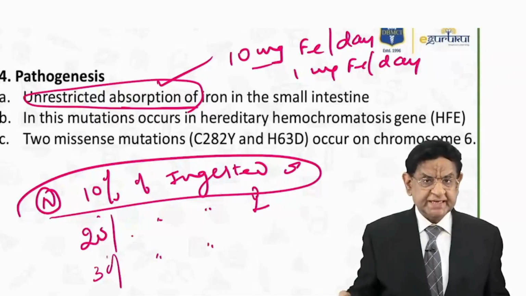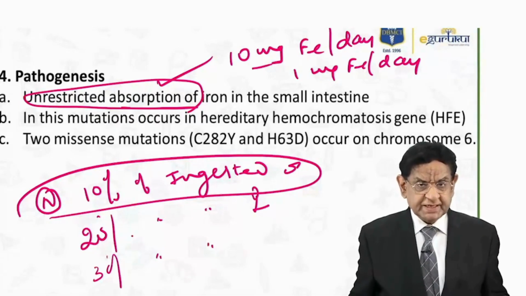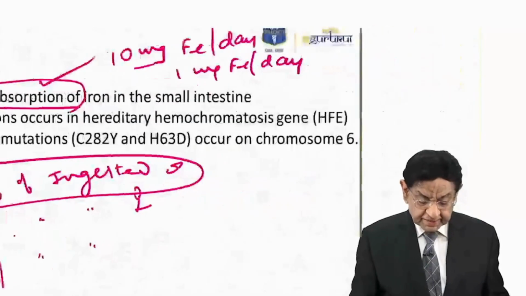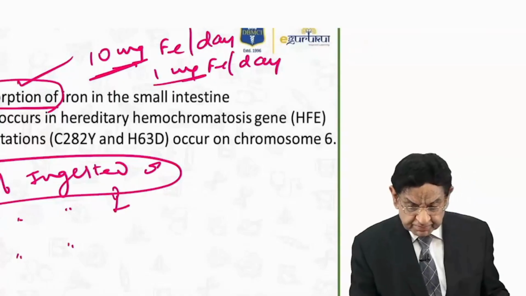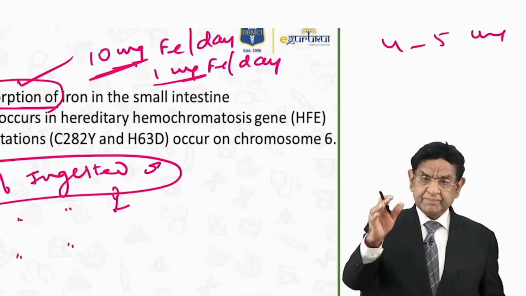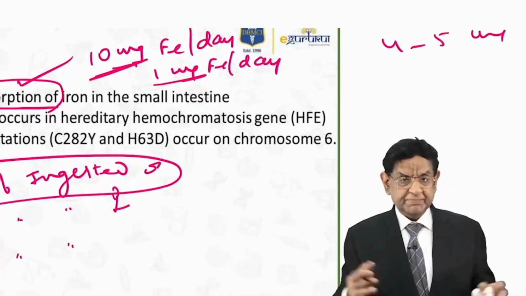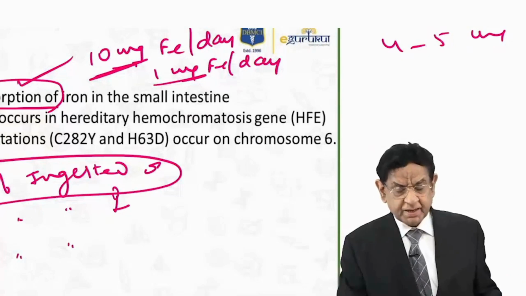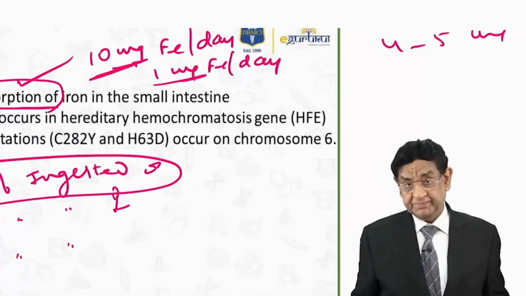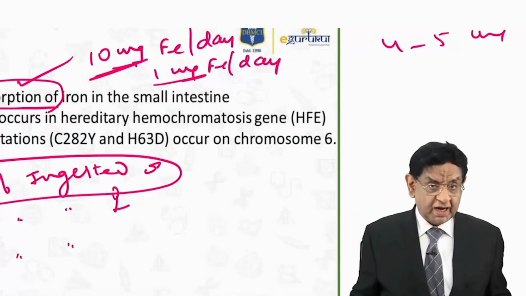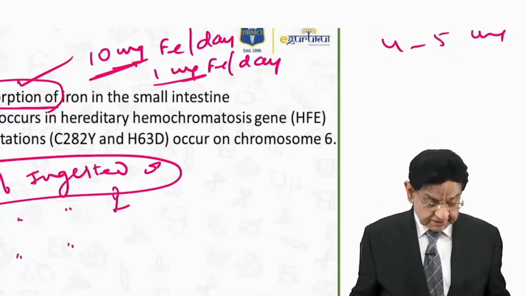But in these cases, excess of iron, 10 milligram taken, 1 absorbed, here the iron absorbed may be 4 to 5 milligram or 6 milligram get absorbed daily. That means the amount of iron entering the body is as high as 5 to 6 times. And that's the reason why iron overload stage occurs.